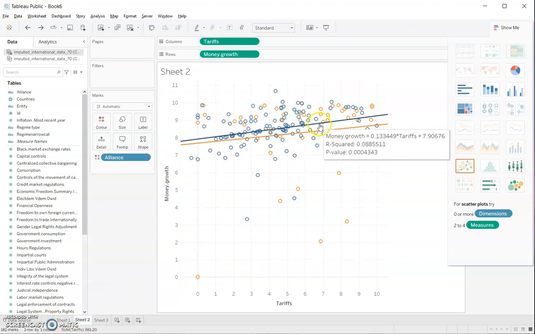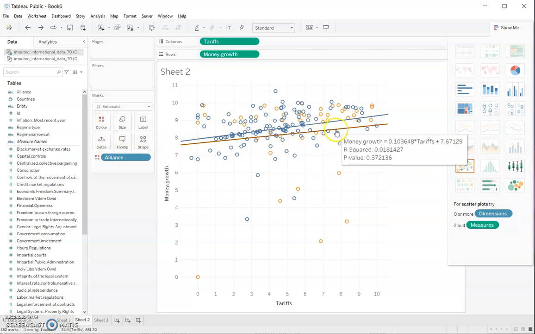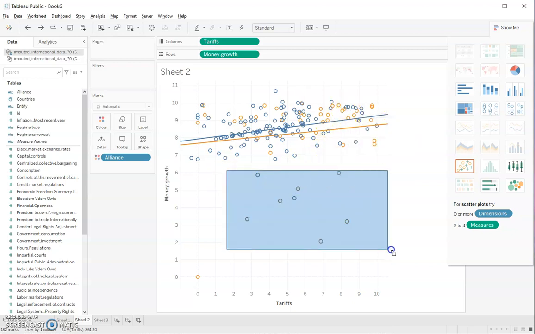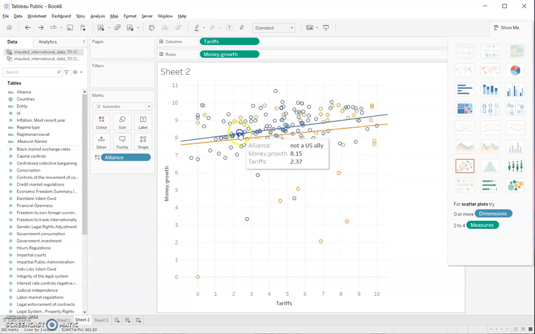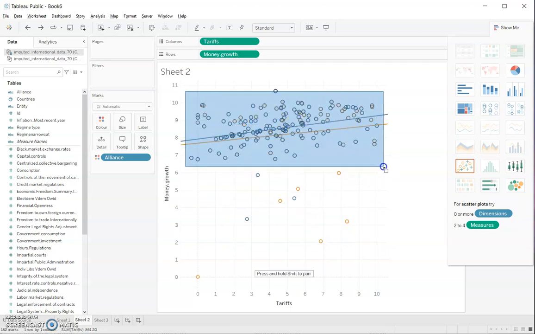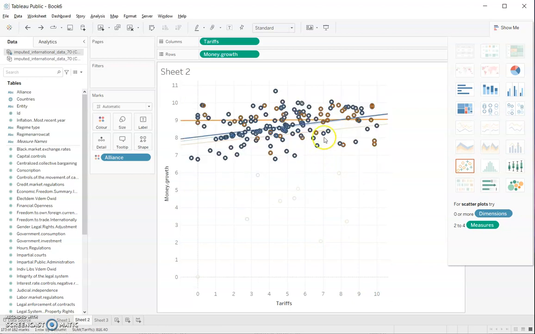Last time I said there are two trend lines, and I already used alliance as color. Why? Because they are different colors. Suddenly we have some US ally, some not US ally, and some others, right? Of course, we have something called outliers. They are not so meaningful because they are kind of special for some reason.